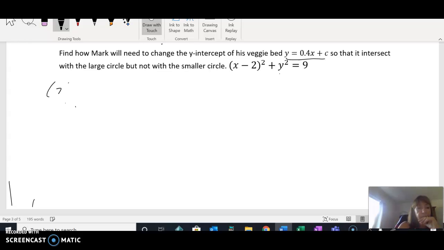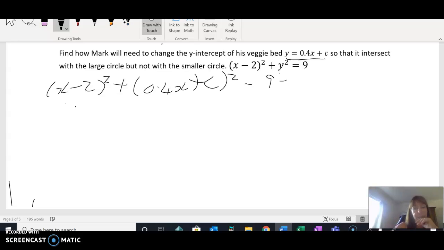So I'm going to have x minus 2 all squared plus 0.4x plus c all squared. I'm going to minus the 9 and that equals 0. I've just taken the 9 to the other side. My plus doesn't look great, but I hope you're happy it's plus c. It's just this whole thing here.